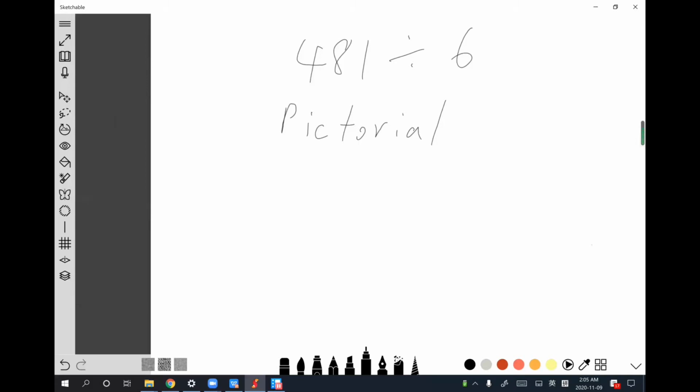Now we're going to try to solve 481 divided by 6 pictorially and symbolically. So pictorially, we're going to represent 481 using picture representation. So I have 400s using a square, 1, 2, 3, 4. That's my 400, and I have 8 tenths, which is 10 rows. So 1, 2, 3, 4, 5, 6, 7, 8. And I have my 1, which is represented by a little dash.